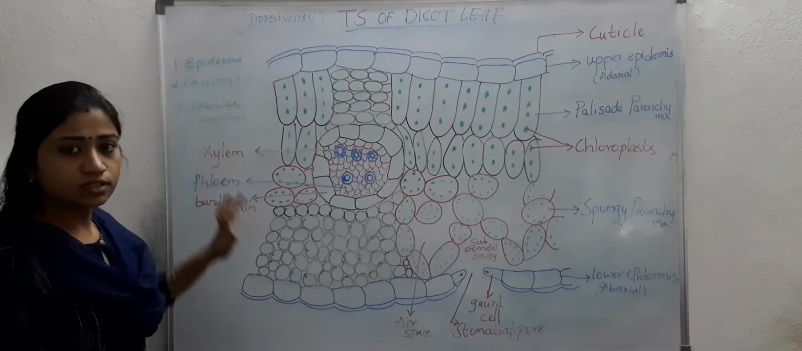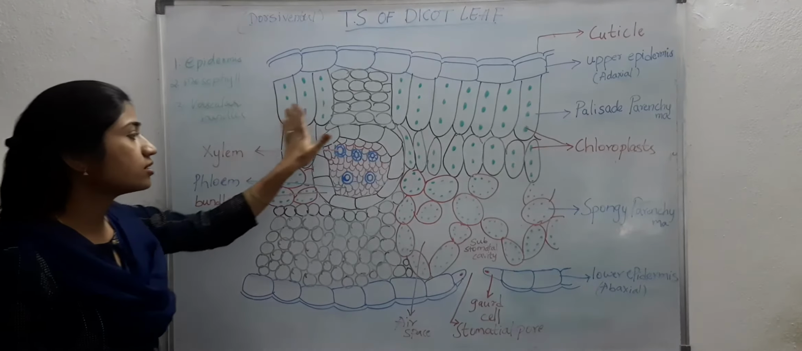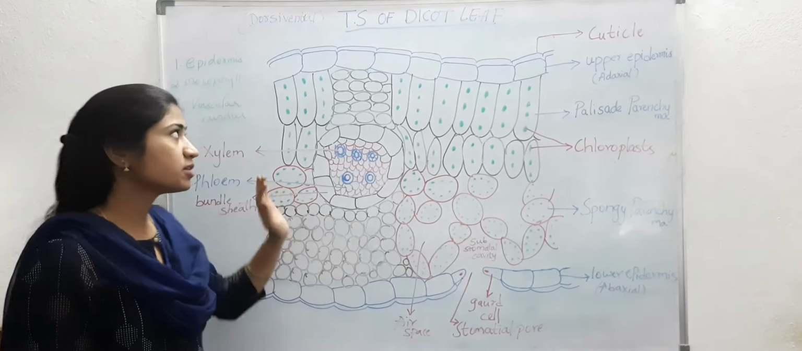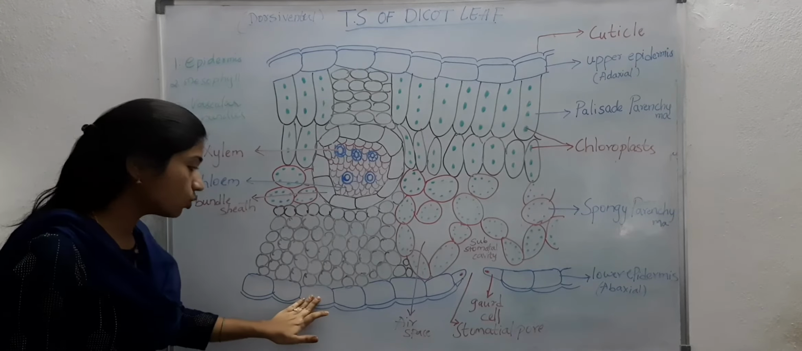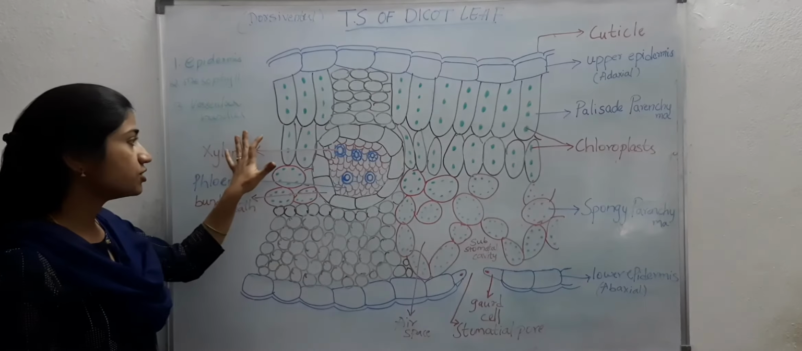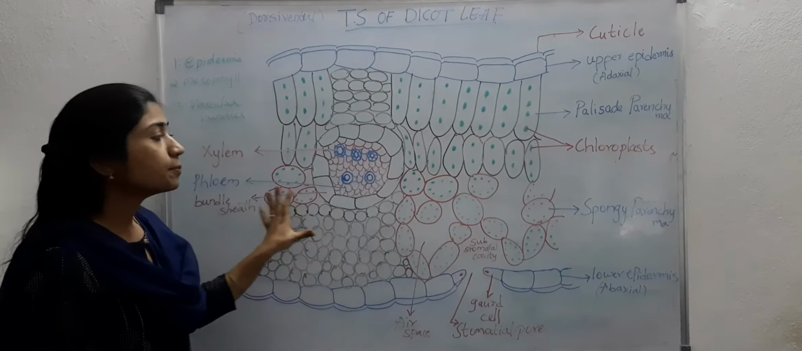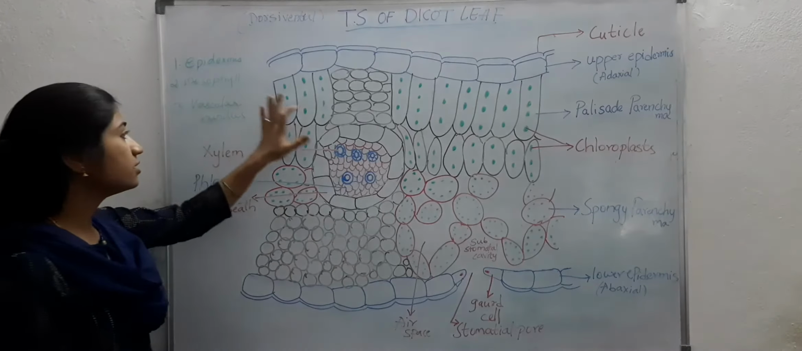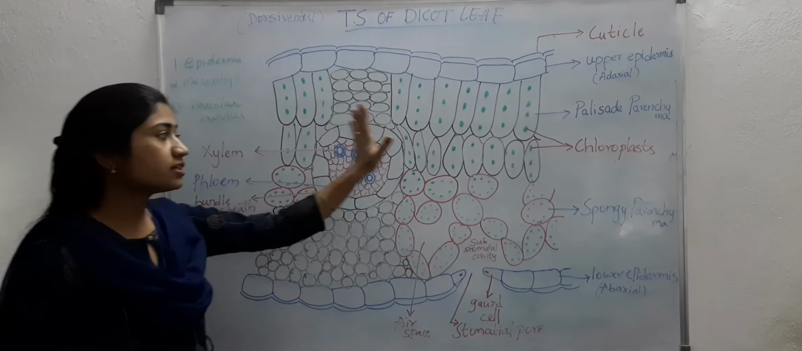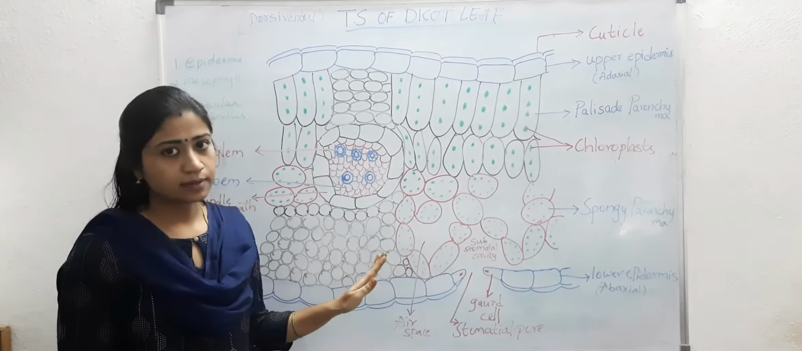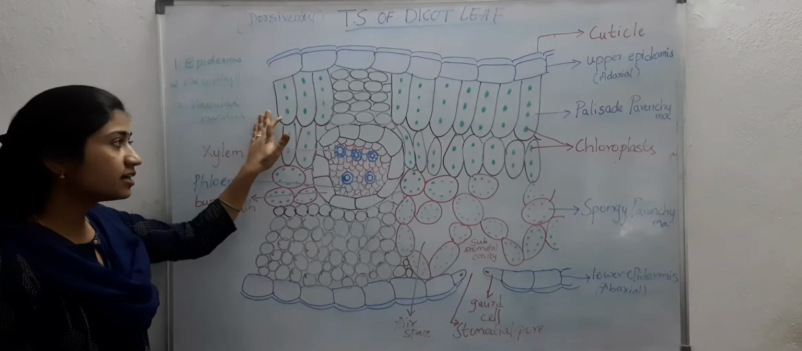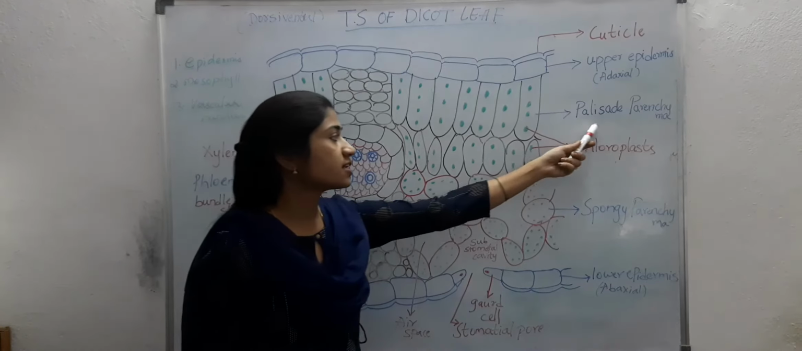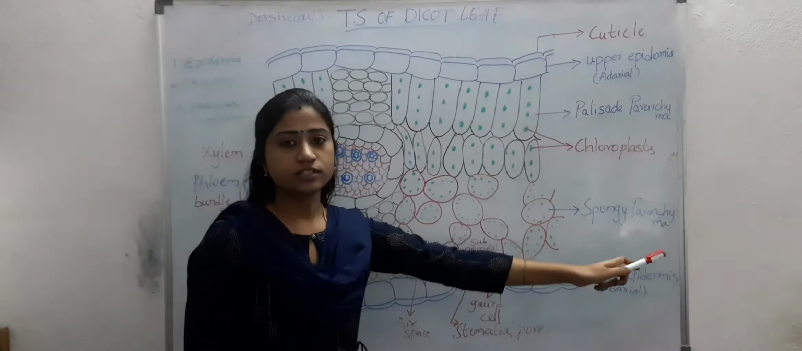Next, coming to mesophyll. It is the core ground tissue which is present between the upper and lower epidermis. The tissue which is present between the upper and lower epidermis is called mesophyll tissue. The mesophyll cells are also made up of parenchyma cells, and here you can see two types of parenchyma cells. They are palisade parenchyma and spongy parenchyma.